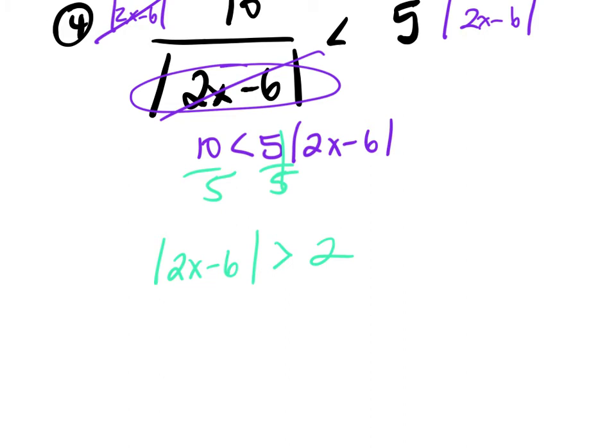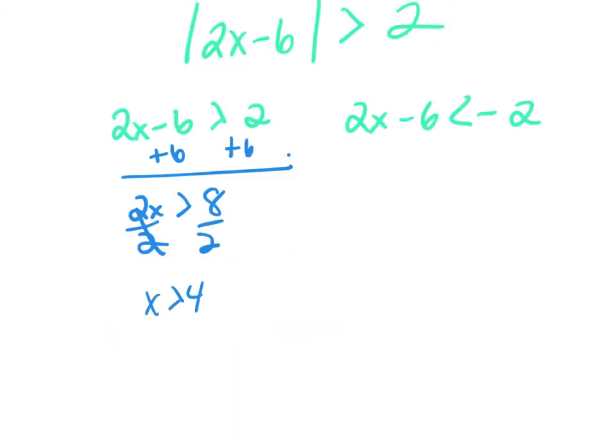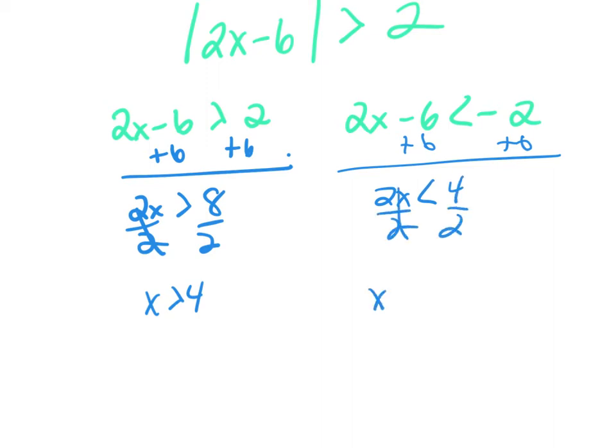So now I can write my two inequalities. 2x minus 6 is greater than 2. 2x minus 6 is less than negative 2. You flip the inequality sign and the sign of the answer. So in this case, on the left-hand side, we're going to add 6. So I get 2x is greater than 8. Divide both sides by 2. And I get x is greater than 4. Over here, same thing. We're going to add 6. So 2x is less than 4, right? Divide by 2. And I get x is less than 2.